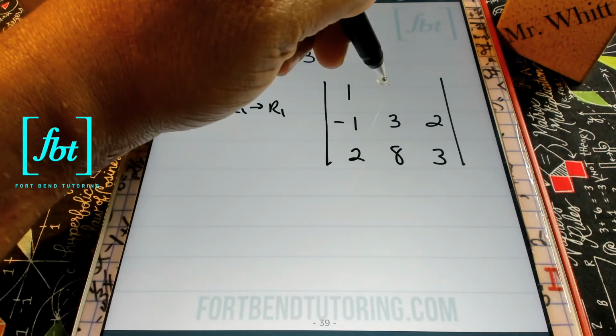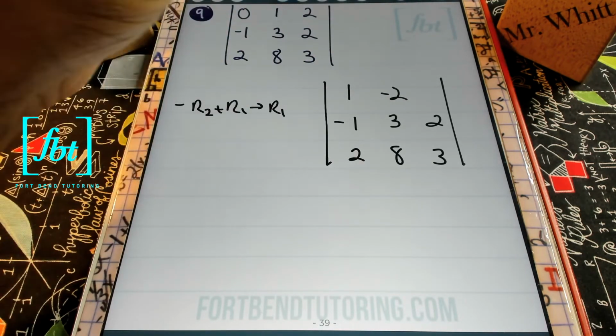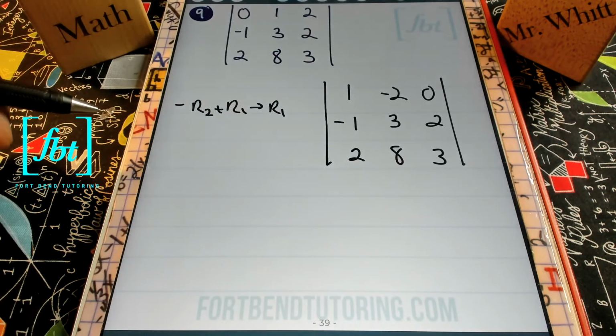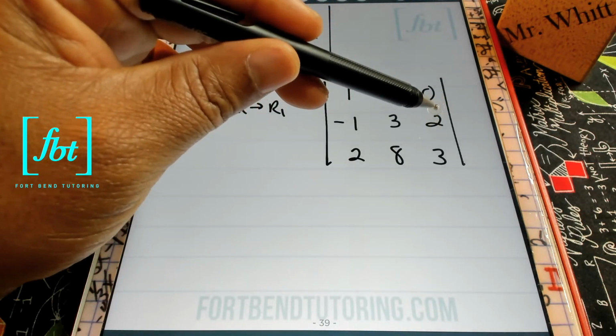-3 plus 1 is -2. The opposite of 2 is -2. -2 plus 2 is 0. There you go. Next, I want to get a 0 where this 2 is, right here.